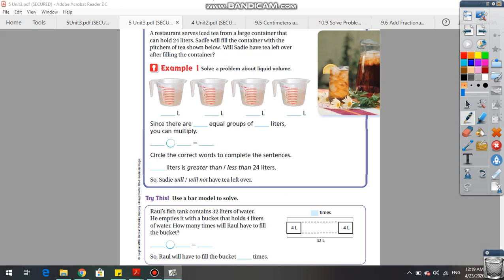A restaurant served iced tea from a large container that can hold 24 liters. Sadie will fill the container with the pitcher of tea shown below. Will Sadie have tea left over after filling the container? Okay, I have how many? Tea shown below.